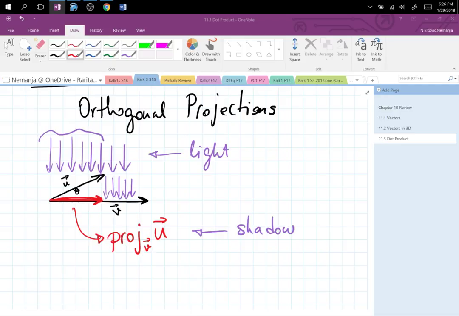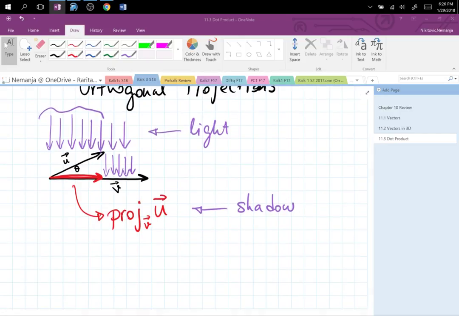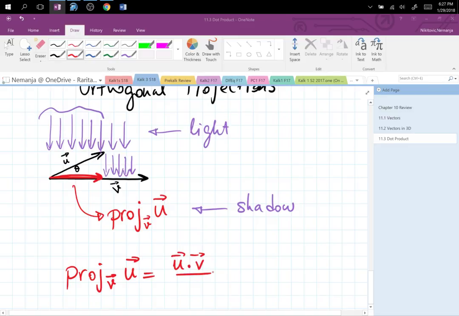So the formula that you guys want, we are going to discuss this in detail now. The projection of vector u onto vector v is going to be the dot product of u and v divided by the dot product of v with itself, times vector v.